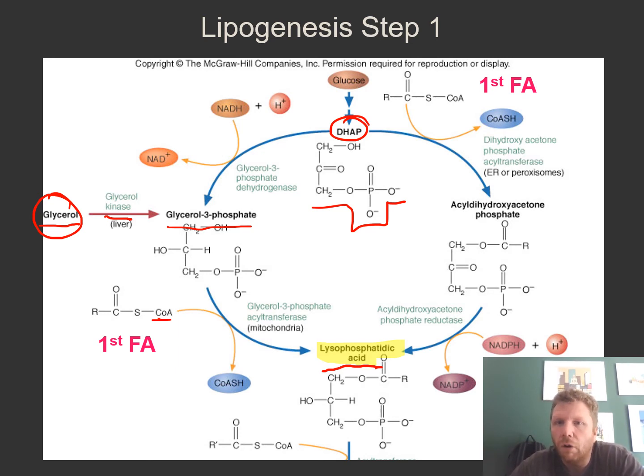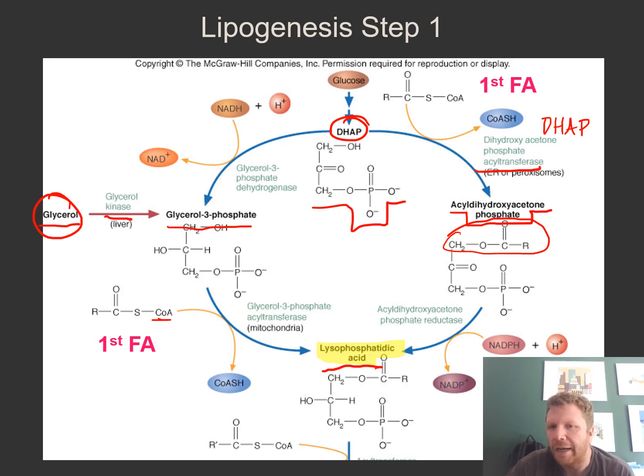Dihydroxyacetone phosphate can also undergo an acyltransferase reaction immediately with the enzyme dihydroxyacetone phosphate acyltransferase, so DHAP acyltransferase, which gives us acyl dihydroxyacetone phosphate. So we've got our acylated dihydroxyacetone, and now what we need to do is generate some NADP from our NADPH.